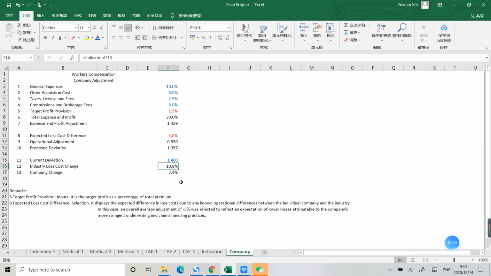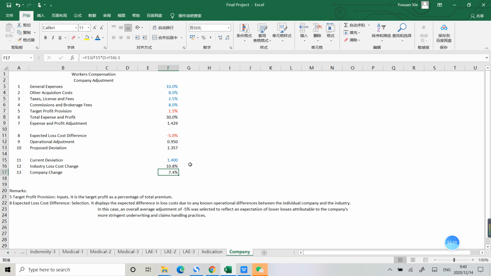And row 13 combines the change in deviation factors and the loss cost change to calculate the indicated rate change for the company. It is equal to the proposed deviation divided by current deviation, multiplied by 1 plus industrial loss cost change, minus 1.